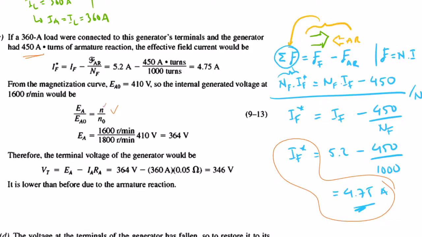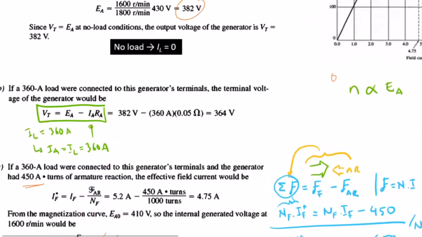N is again, we know already, 1600, and N0 is the base or the rated speed, which is 1800 RPM, right? And then what about the EA0? For EA0 we check the magnetization curve, but now for the new field current, which is 4.75 amps.